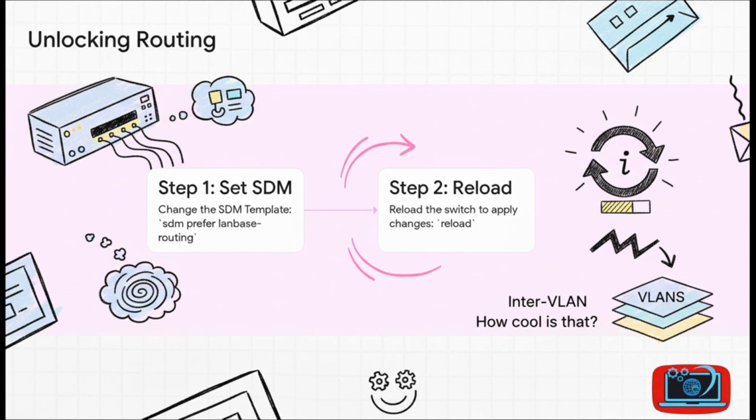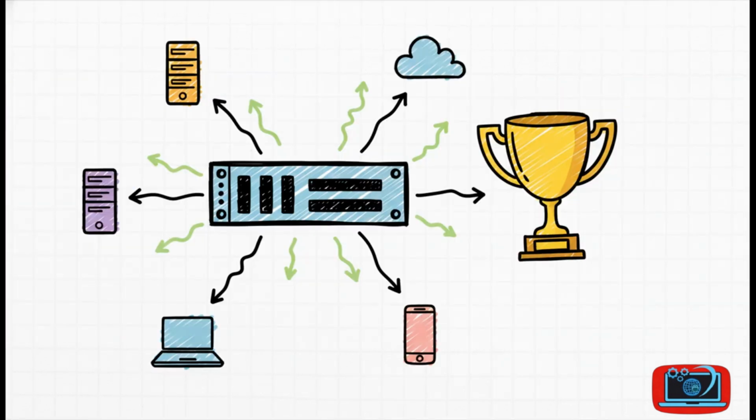How cool is that? So what's the final takeaway from all this? For any modern network that needs speed, scalability, and efficiency, using switched virtual interfaces on a multi-layer switch is, without a doubt, the industry standard. It's the most robust and efficient way to connect your network islands, period.